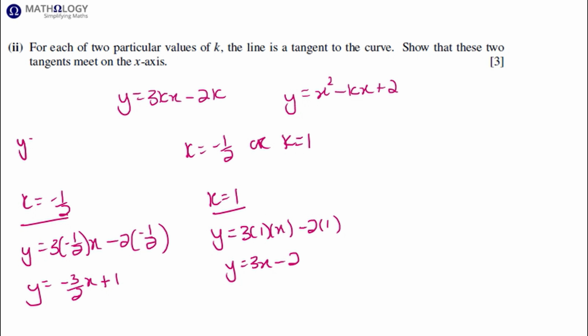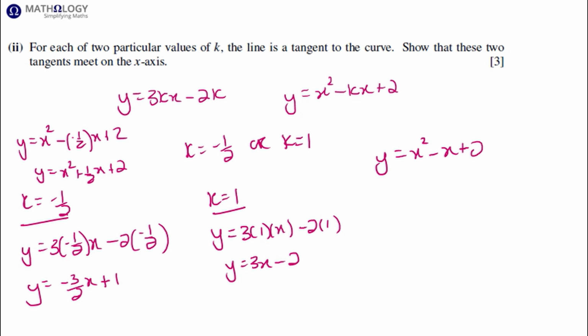For k equals minus a half, the quadratic will be y equals x squared minus a half x plus 2, which is x squared plus a half x plus 2. In the quadratic, when k equals 1, then y equals x squared minus x plus 2. Now we need to show that these two tangents will meet on the x-axis.